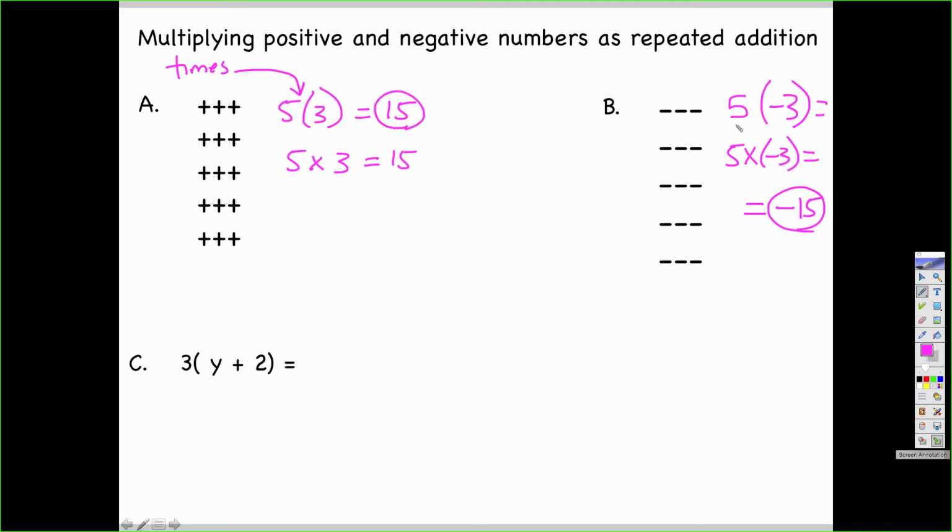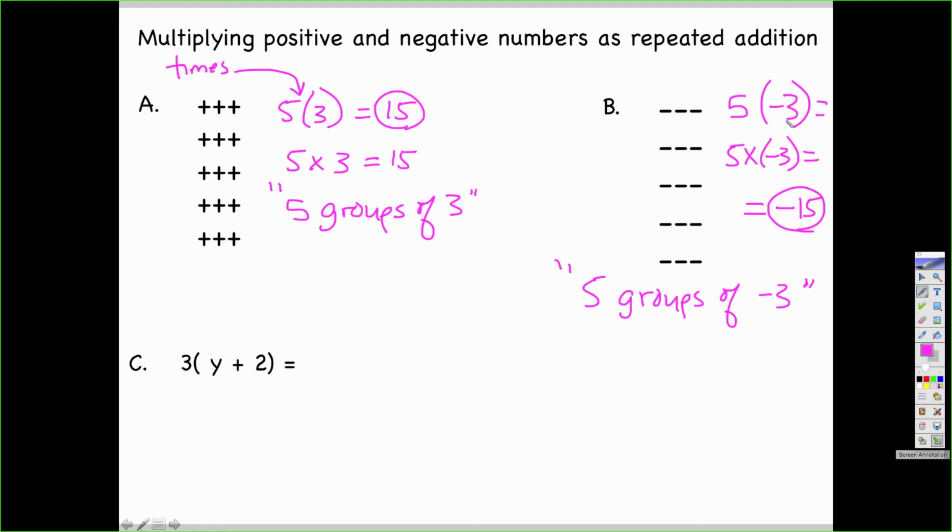So another way to say this would be, let's see, let's go back to A for a second. 5 groups of 3. So here's how we could say it out loud. Over here we would say 5 groups of negative 3. Okay. So sometimes that's how we say it when we see what it looks like.